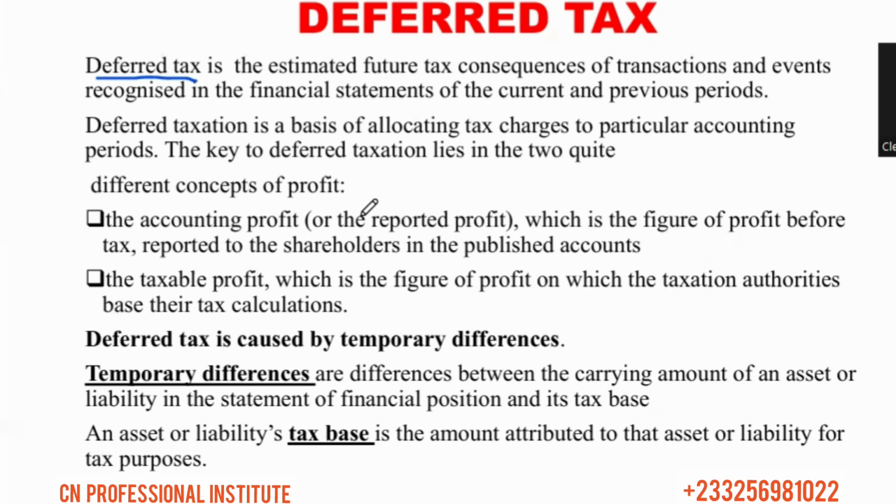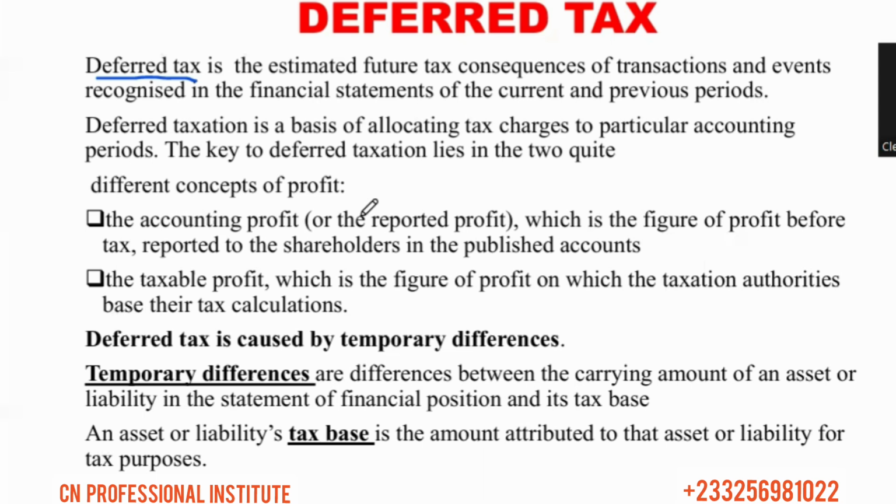And deferred tax mainly happens as a result of the differences between the amounts recognized by accountants in their books and the amounts recognized by tax authorities for the same item, right? So if for one item, accountants are recording a different figure and tax authorities are also recording a different figure, then there's likely to be a deferred tax, right?